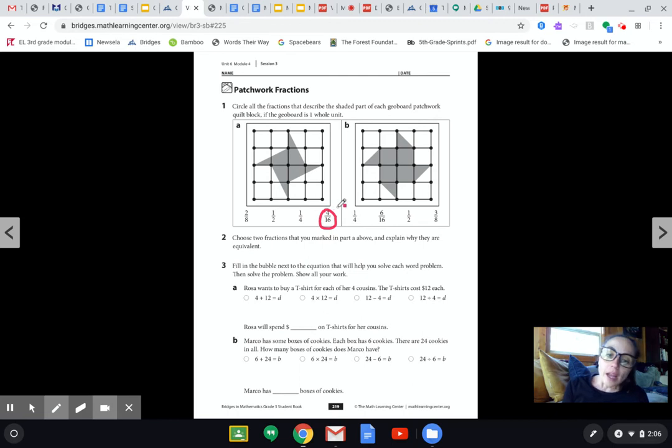So I can think to myself, okay, what do the numbers 4 and 16 have in common? Well, 4. So how many times does 4 go into 4? 1 time. How many does 4 go into 16? 4 times. So here's another one.